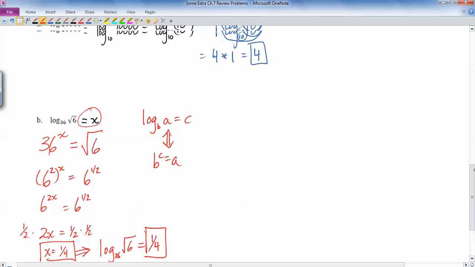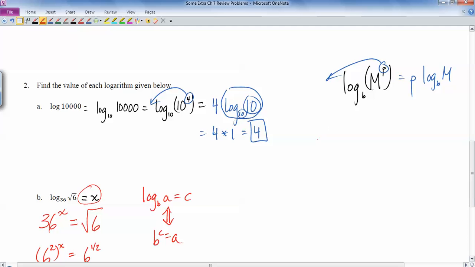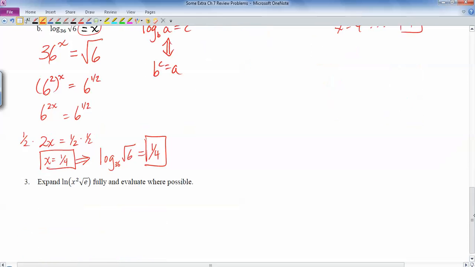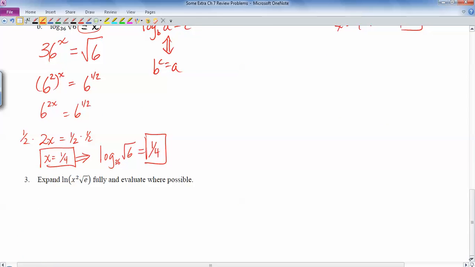All right. And you could have done this problem the same way. If I'd done that, it'd be log 10,000 equals x. Call that base 10. And then if you convert it, you get 10 to the x equals 10,000. And then you can figure out that x is 4, so the original problem, the answer is 4. All right. Okay, down here, expand.